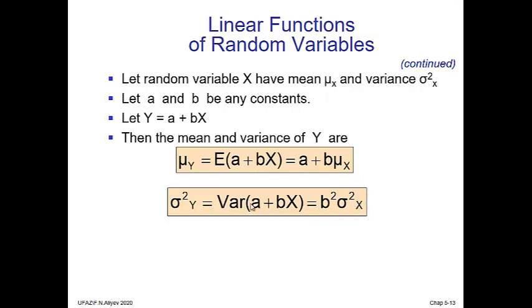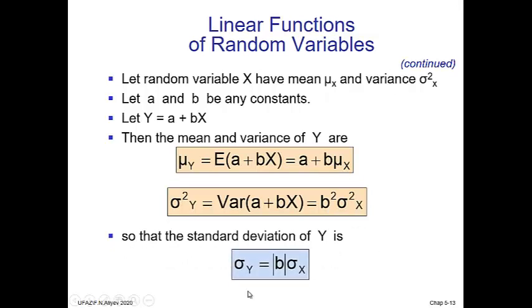As you see in this formula, in the case when we consider the variance, we eliminate just this a because it does not change the distance between the numbers. That's why we can eliminate this. And that is why the standard deviation of y is calculated using this formula. You see, the standard deviation of y equals the absolute value of b, because when you find the square root of this thing, you will get the absolute value of b, multiplied by the standard deviation of x.